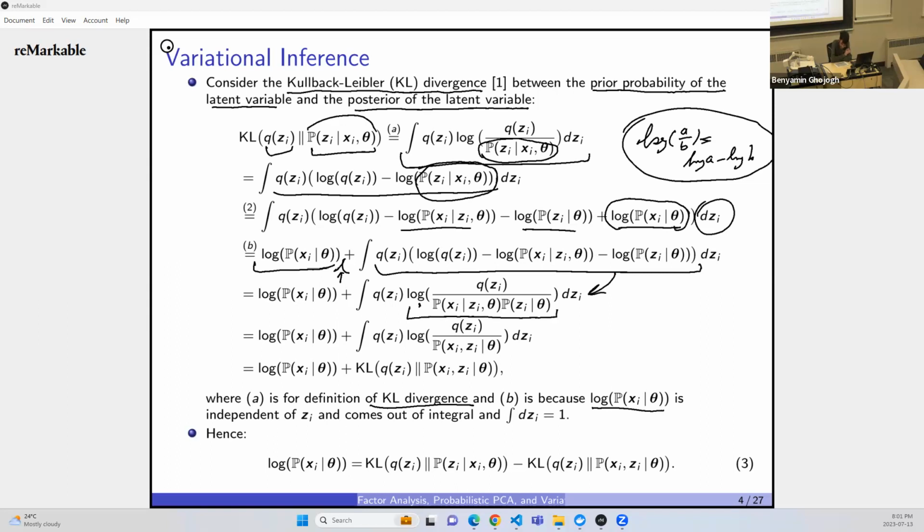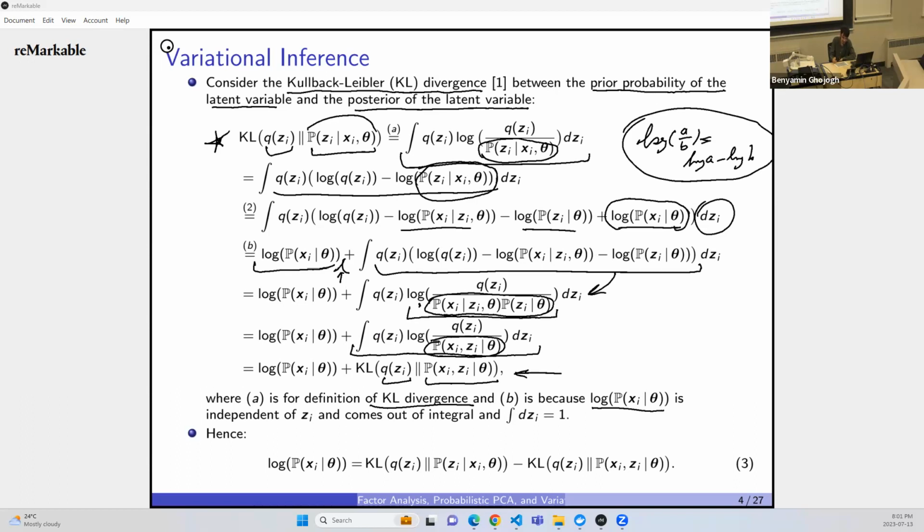Then the denominator I can simplify to become P of Xi and Zi given theta, right? According to the conditional probability that we had. Then, interestingly, this is the KL divergence by definition. This is the KL divergence between Q of Zi and P of Xi and Zi given theta. So I could write this KL divergence and simplify it in this way.